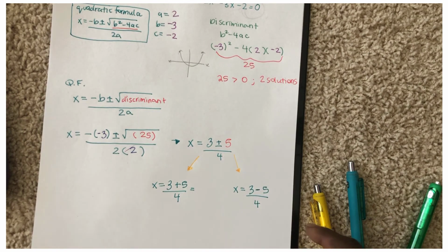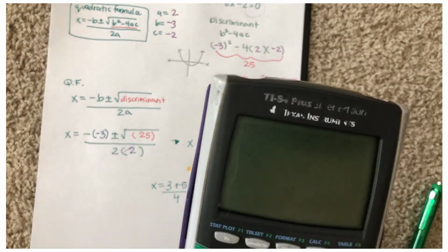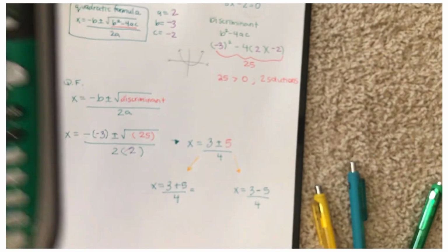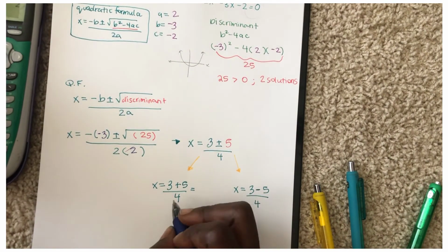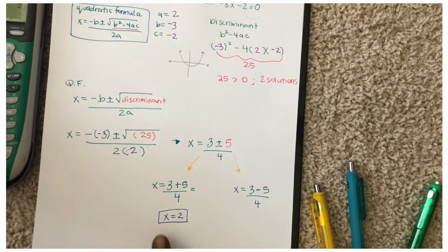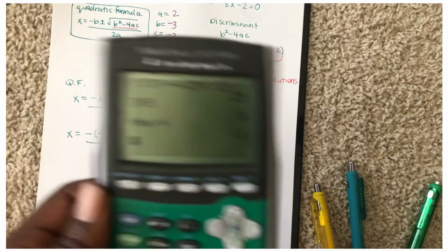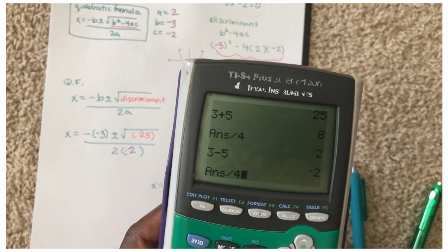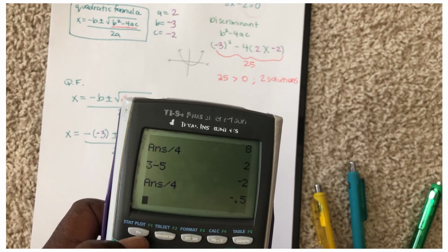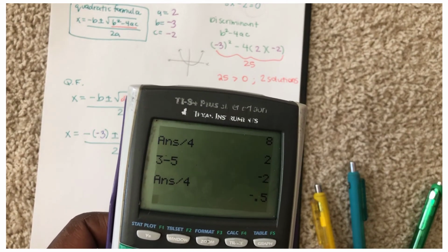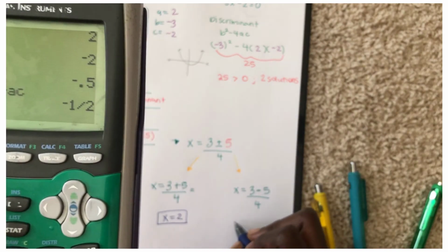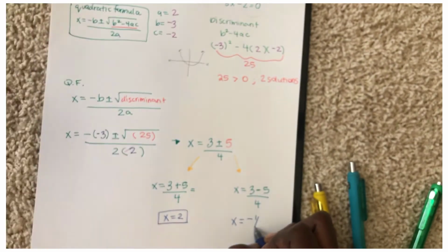Okay, now we simplify. 3 plus 5 equals 8 divided by 4 equals 2. So one of our solutions is x equals 2. Very important we have x equals 2. Our other solution is 3 minus 5 divided by 4. We got that negative 0.5 in your calculator on the computer. You can definitely change your decimals into fractions. Not saying that negative 0.5 isn't correct, but we want to use our fractions. x equals negative 1/2.